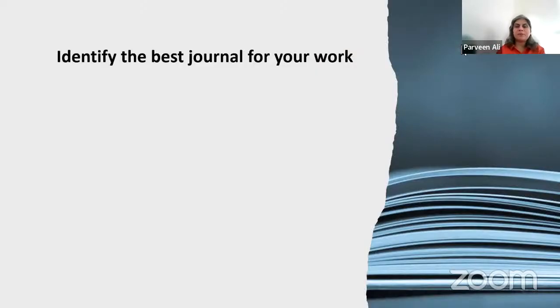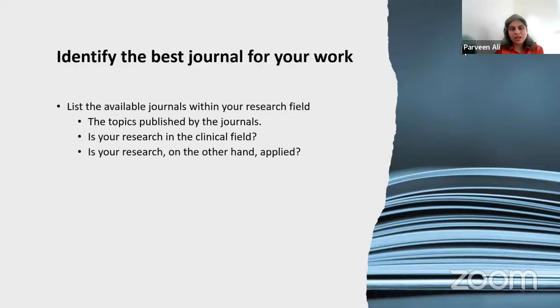So if you understand that, then the first thing that I would like you to do is identify the best journal for your work. Check the available journals within your research field. Identify the journals that you want to publish in. It could be that you already know which journal you want to publish in. It could be that you already know what sort of journals publish the type of topic that you are working on, or you just have to do a little bit of research to identify that.